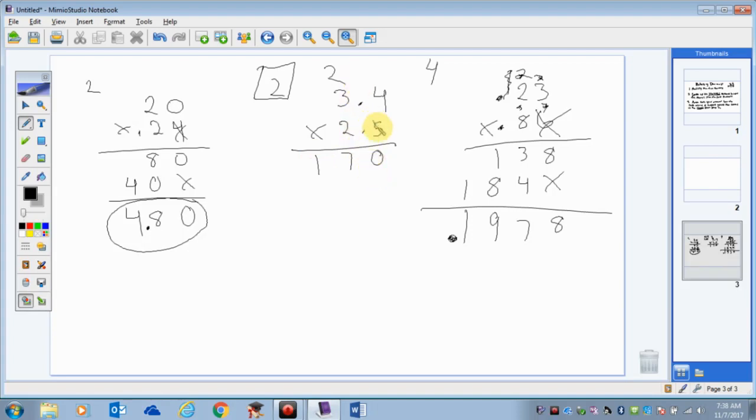Move on to the next place. I'm done with 5, so I'm moving to the 2. Put that X there to hold the place for 5. 2 times 4 is 8. 2 times 3 is 6. Add my 2 totals down here. 0 plus 0 is 0. 7 plus 8 is 15. So 5, carry my 1. 1 plus 1 plus 6 is 8. So this is my answer, but I have to put 2 places behind the decimal. So the 5 and the 0 fall behind the decimal for my answer of 8.50.